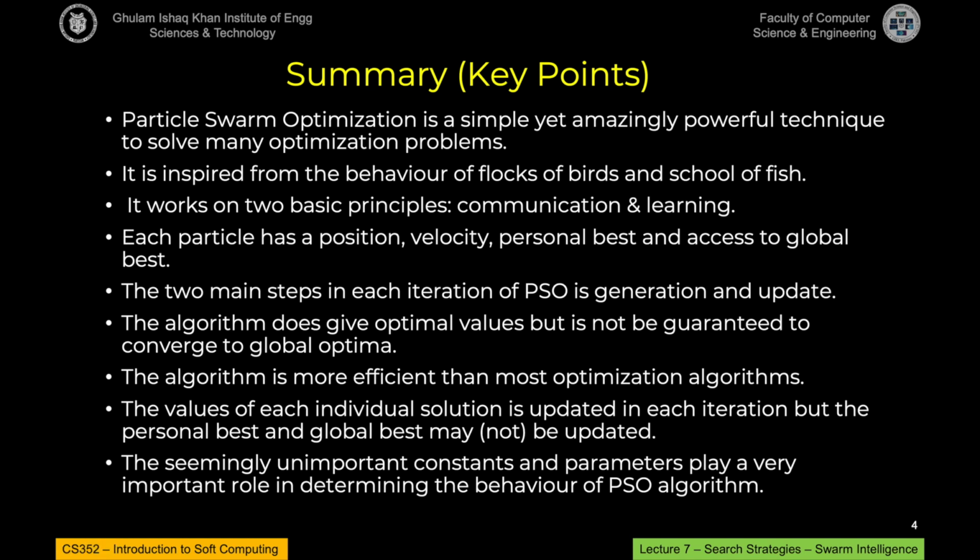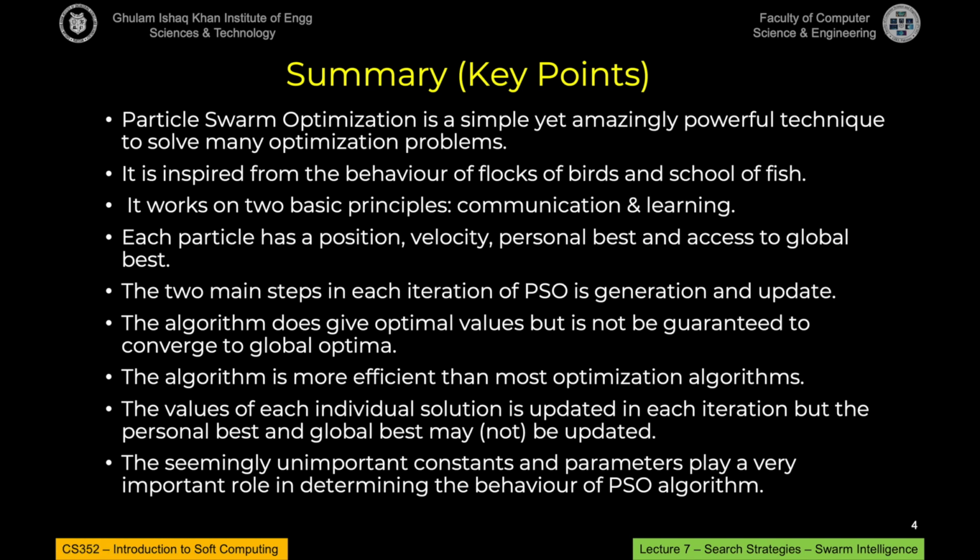The two main steps in each iteration of PSO are the generation of solutions and updating the personal best and the global best if needed. The algorithm does give optimal values, but is not guaranteed to converge to global optima. The algorithm is more efficient than most optimization algorithms we have seen in the previous lectures, specifically lectures 5, 6 and 7.